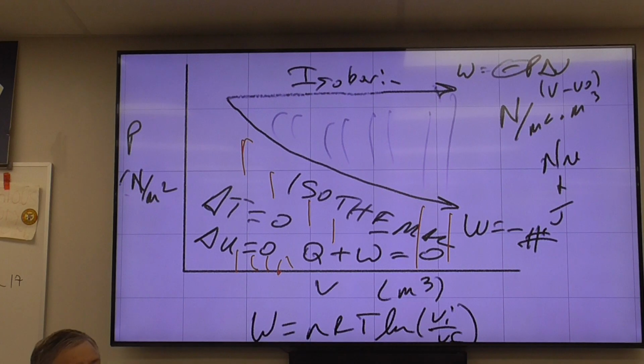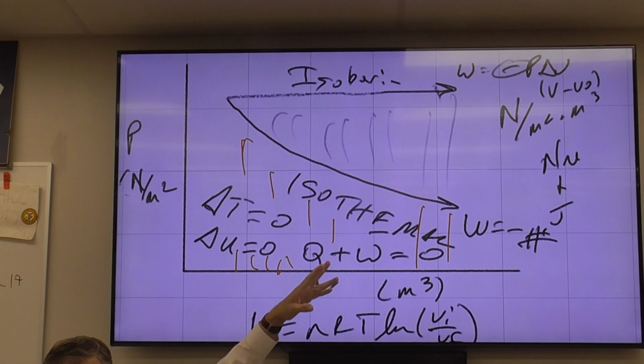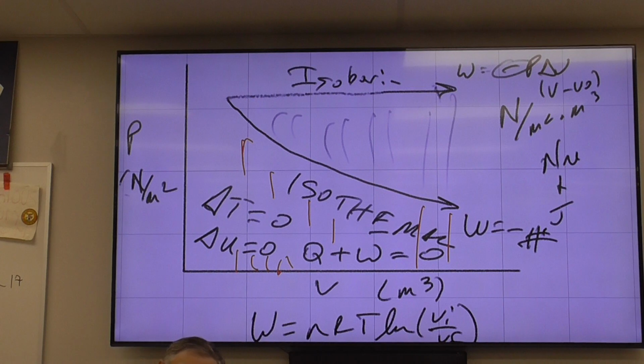Well, which one is more work? The isobaric or the isothermal? Isobaric. Why? The area under the line's bigger. Yeah, it's a bigger area underneath the line, so it's more work to do an isobaric expansion than it is to do an isothermal expansion, okay?